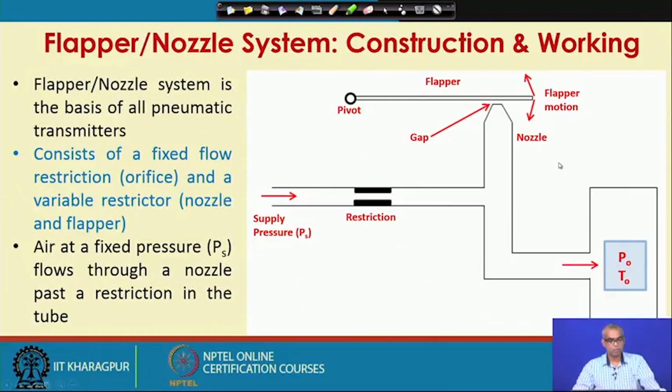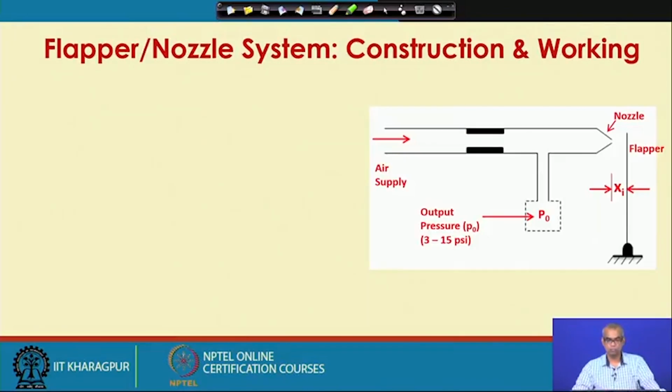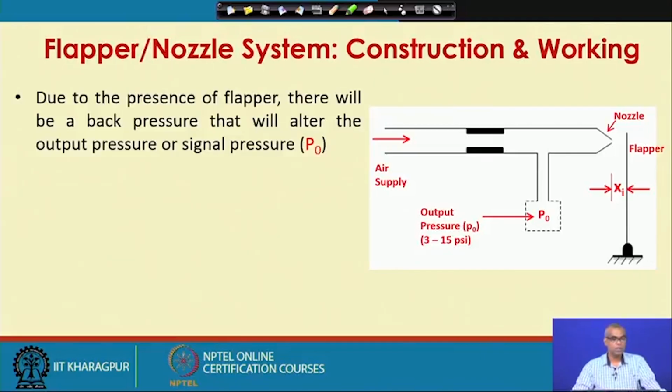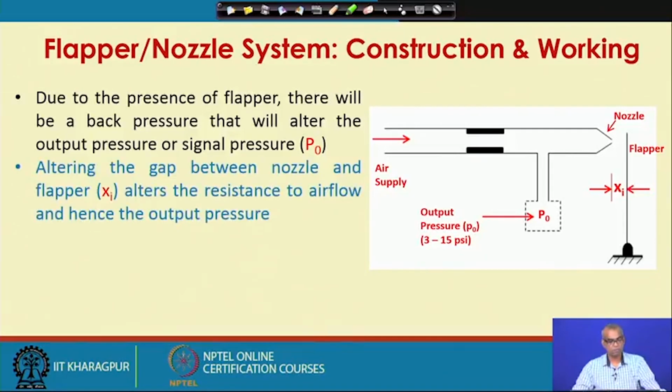Air at a fixed pressure Ps flows through a nozzle past a restriction in the tube. Due to the presence of the flapper, there will be a back pressure that will alter the output pressure, or the signal pressure. Altering the gap between nozzle and flapper alters the resistance to airflow, hence the output pressure.